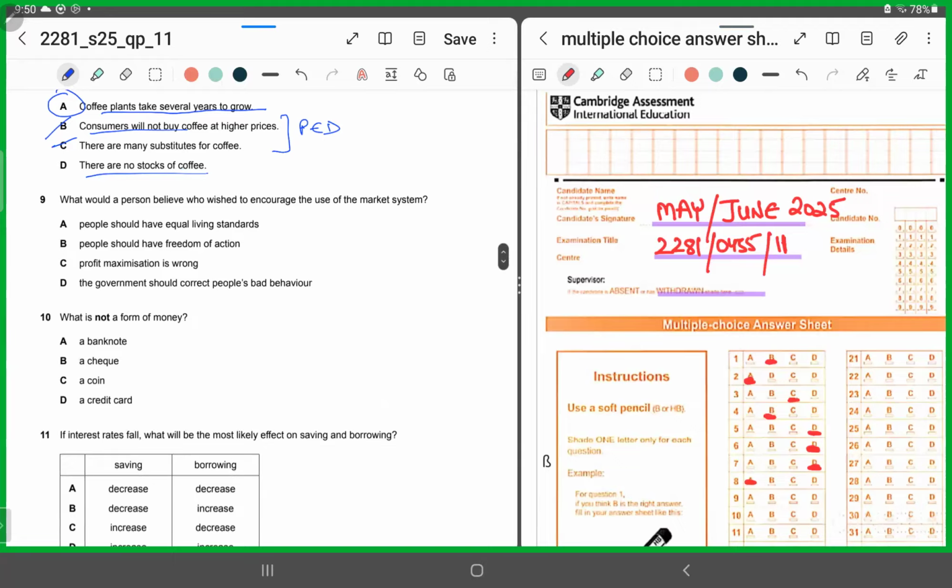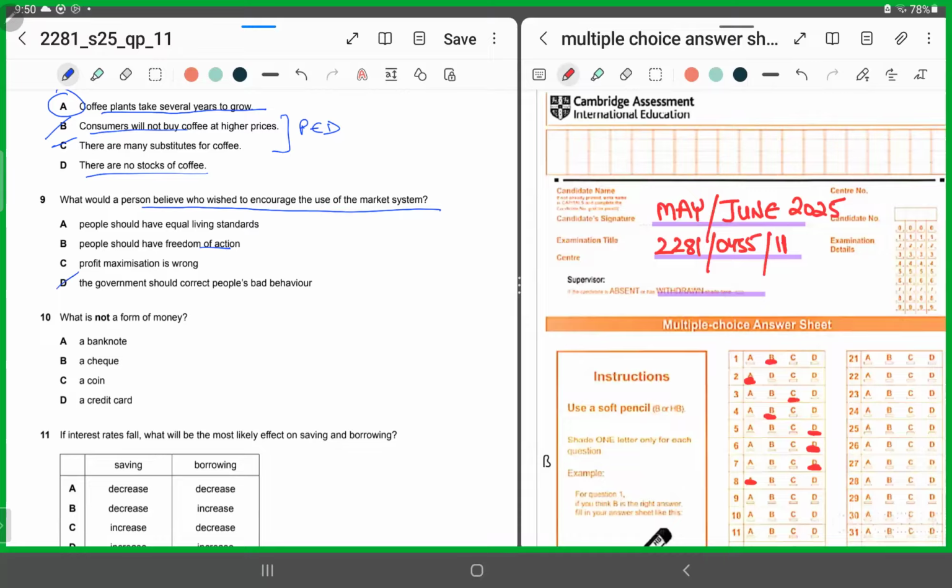MCQ number 9. What would a person believe who wished to encourage the use of market system? A says people should have equal living standards. B says people should have freedom of action. C says profit maximization is wrong. D says the government should correct people's bad behavior.